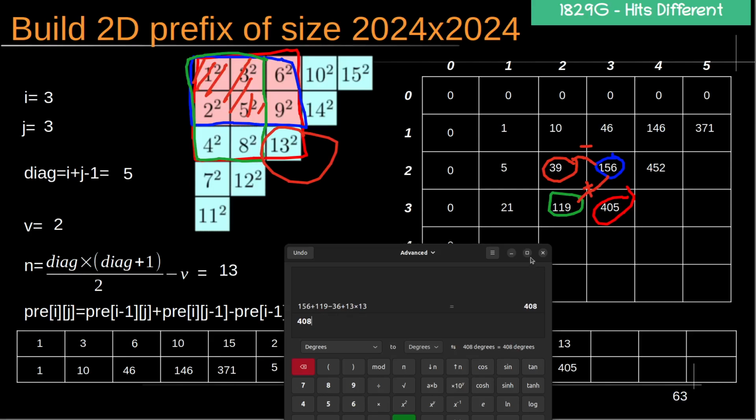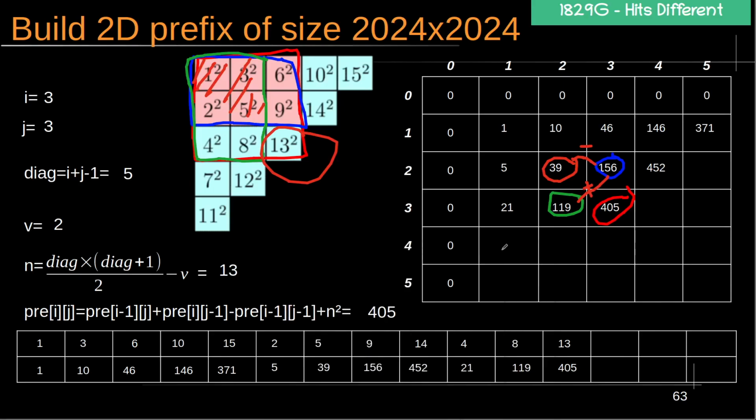We have a problem here. 39 here, sorry, 39. Okay, the same result as you see. This is the principle of how to compute the 2D prefix array. Okay, let's continue with this.